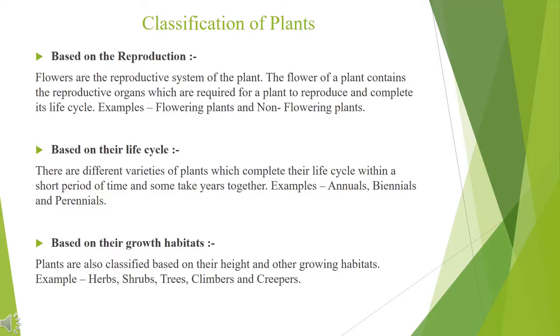Next is based on their life cycle. There are different varieties of plants which complete their life cycle within a short period of time, and some take years together. Last, based on their growth habitats. Plants are also classified based on their height and other growing habitats.